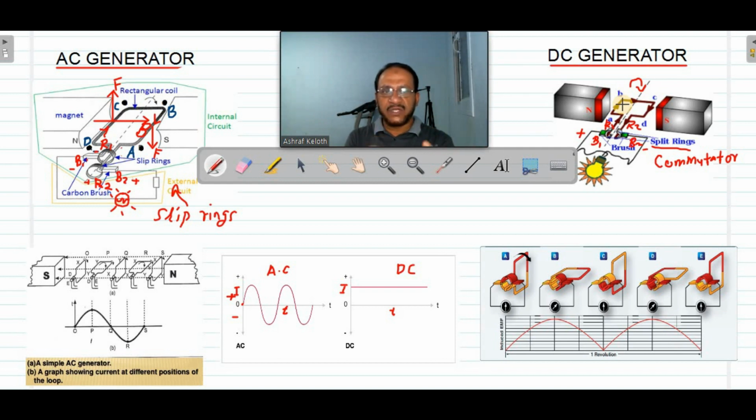But when current flows in the DCBA direction, rings R1 and R2 also rotate. Ring R1 will come in contact with B2, and R2 will go to B1. So one time the direction of current is changed inside the ABCD coil because of Fleming's right hand rule. And one more time the direction of current is changed because the rings are exchanging.